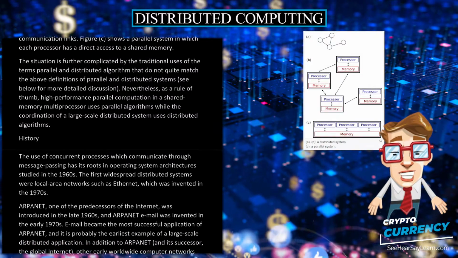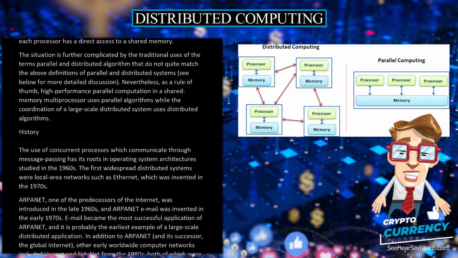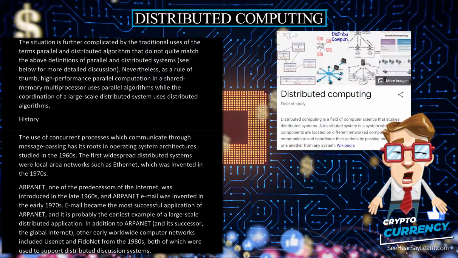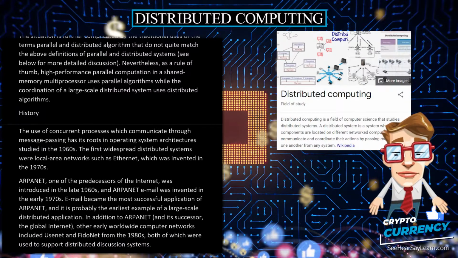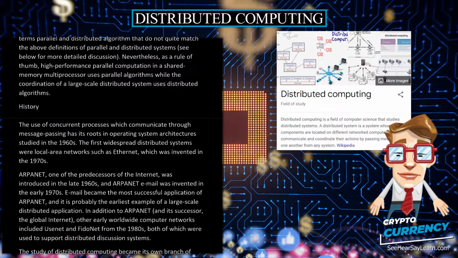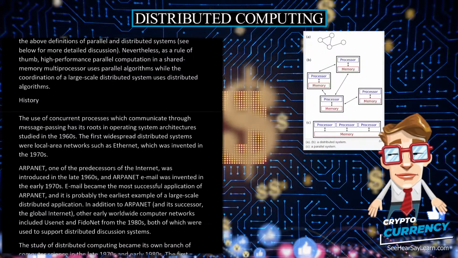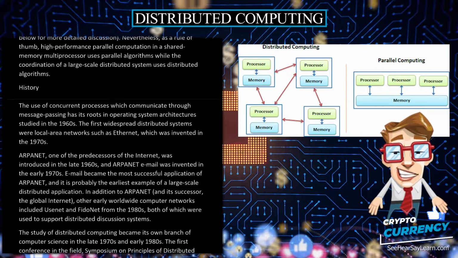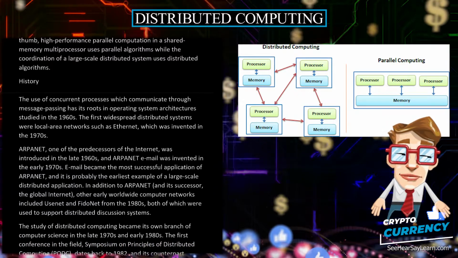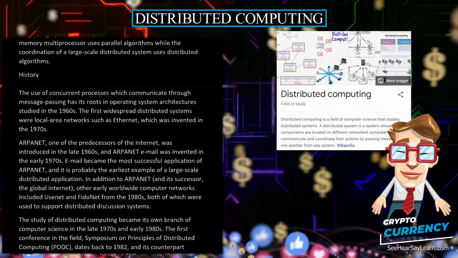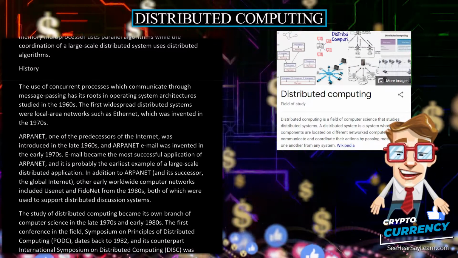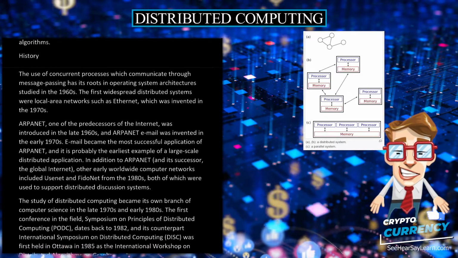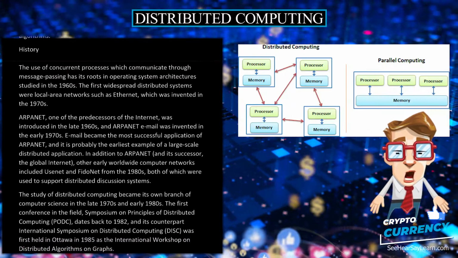History. The use of concurrent processes which communicate through message passing has its roots in operating system architectures studied in the 1960s. The first widespread distributed systems were local area networks such as Ethernet, which was invented in the 1970s. ARPANET, one of the predecessors of the Internet, was introduced in the late 1960s, and ARPANET email was invented in the early 1970s.